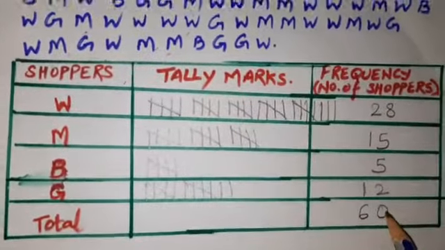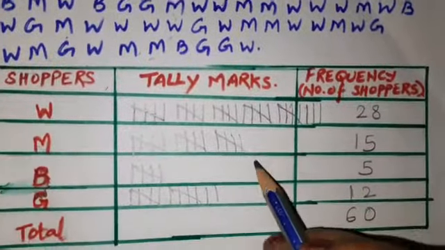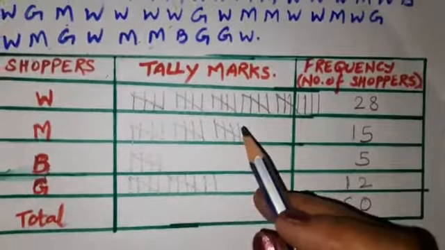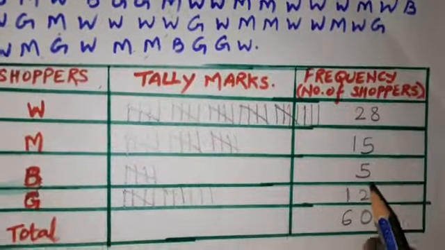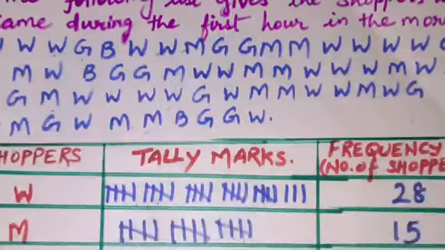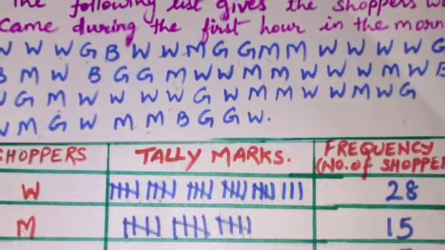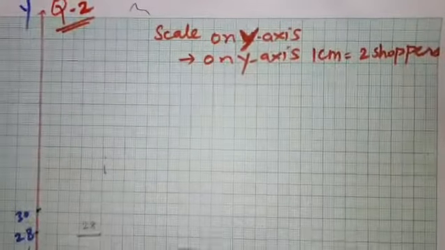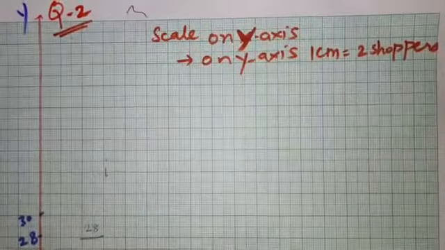Now always remember that while putting the tally marks, use a pencil so that you will not create any mistake. So our total frequency, that is the number of shoppers, is 60. Now you can write the tally marks with a pen. Let us draw the bar graph for the given frequency distribution.